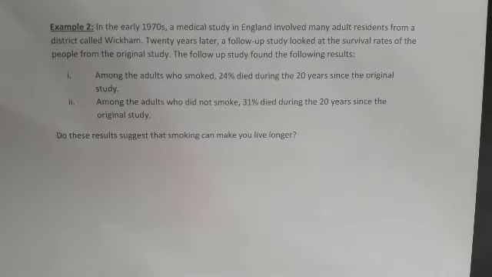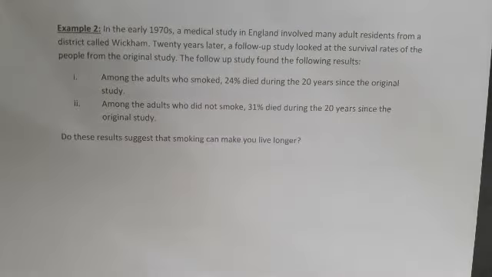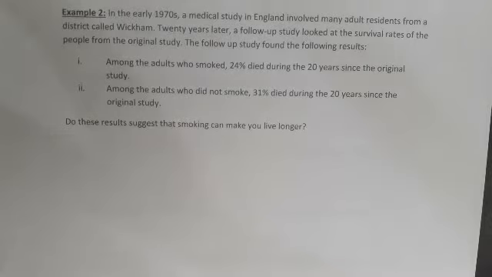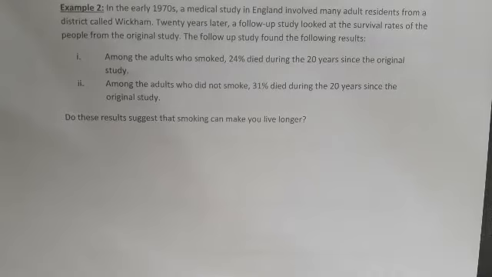I want you to take just a minute and think about this. So what are they saying here? Among the adults who smoked, only 24% died within the 20 years since the original study. And among the adults who did not smoke, 31% died during the 20 years since the original study. So a smaller percentage of these people died than of those people. And from that, they're trying to conclude that smoking extends your life, I guess. So what is wrong with this?